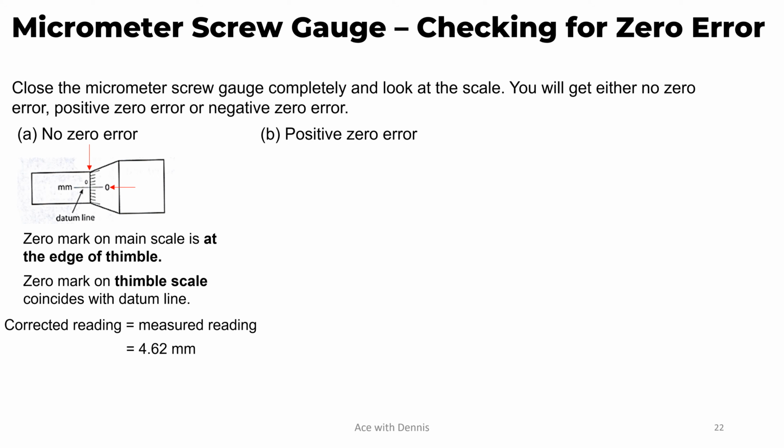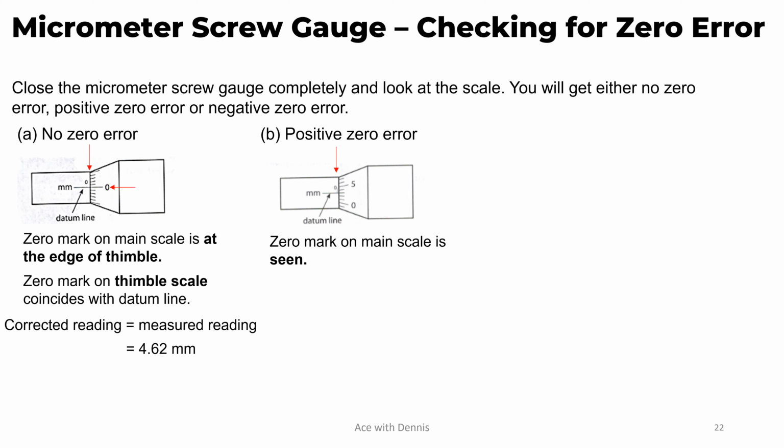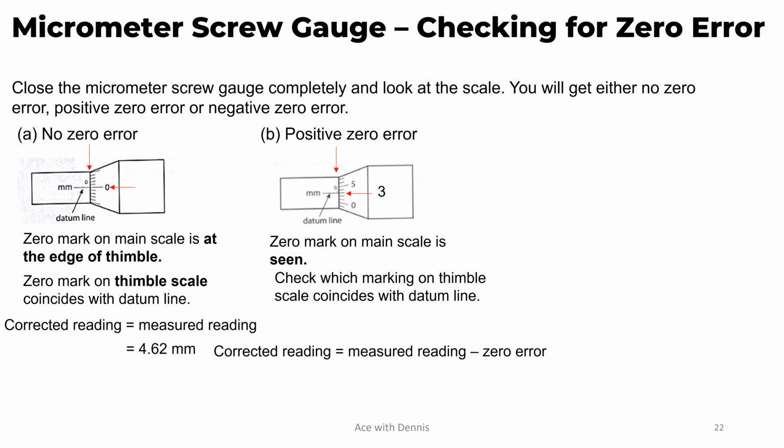Positive zero error. This is how it looks when there is a positive zero error. The zero mark on the main scale is seen, and we check which marking on the vernier scale coincides with the datum line. For this case, the third marking. Hence, our correct reading will be measured reading minus zero error. For this case, 4.62 minus 0.03, which gives us 4.59 mm.